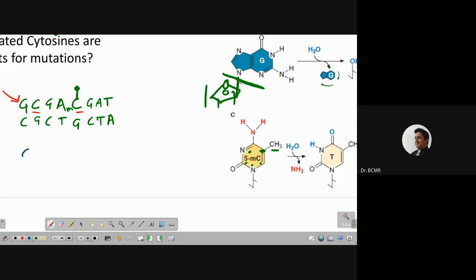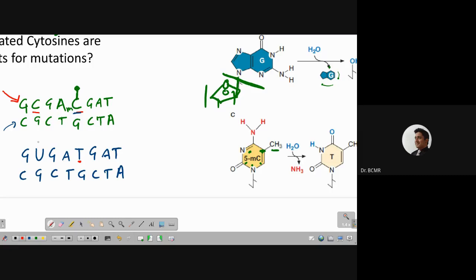So we will get G, and deamination of cytosine will result in uracil, G, A, and deamination of methylated cytosine will result in T, right? So we'll put it like this so that we don't get confused. G, A, T. What is on the lower strand? C, G, C, T, G, C, T, A.